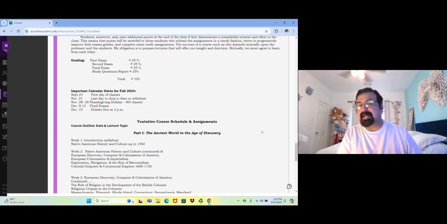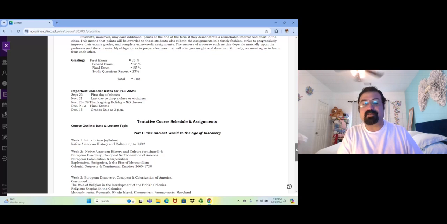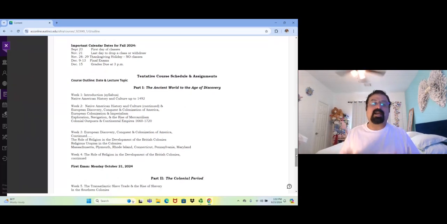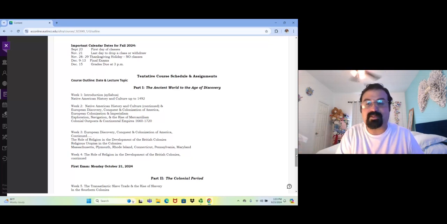Okay. At the end of this document, we find important calendar dates. It tells you when is the last day to drop or withdraw, which is November 21st. Thanksgiving holiday, November 28th. Final exams is the week from the 9th to the 13th and so on. And the grades are due December 15th.